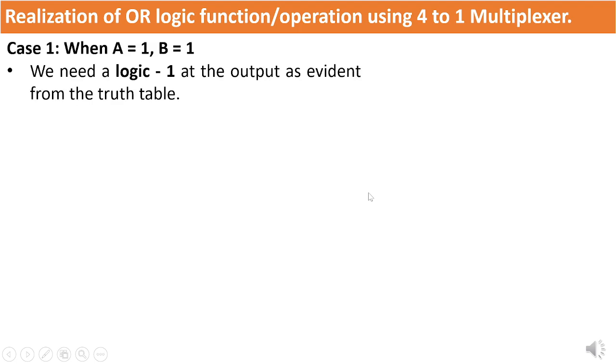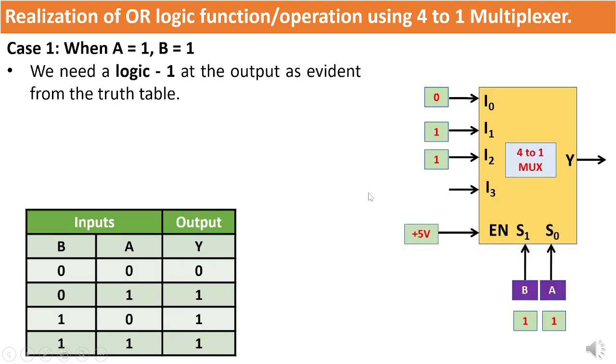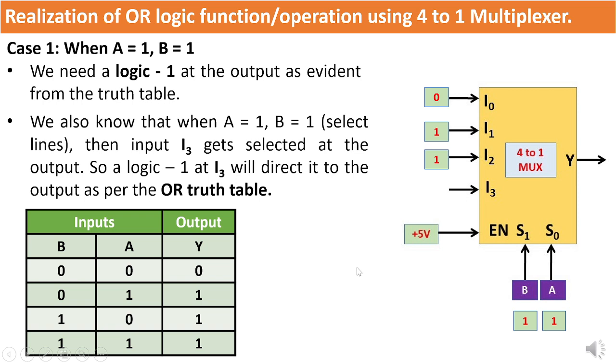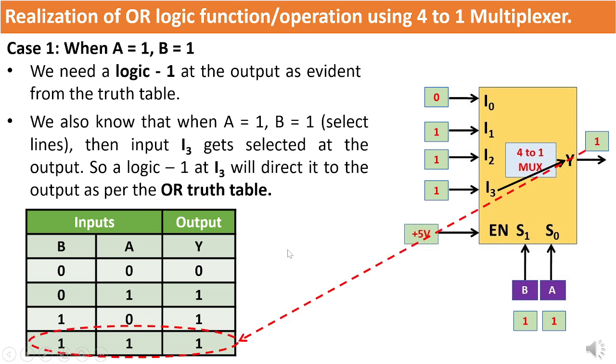When A equals 1 and B matches with a 1, once more, we seek a logic 1 at the output, as clearly indicated by the OR gate's truth table. It's worth noting that when the select lines A equals 1 and B equals 1, this synchrony activates input I3 at the output. Consequently, a logic 1 at I3 aligns perfectly with the OR truth table and channels it to the output.